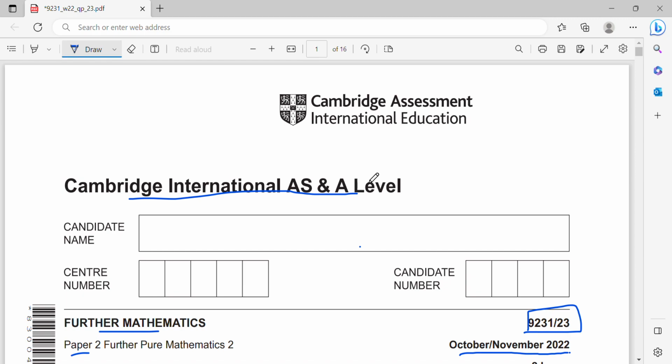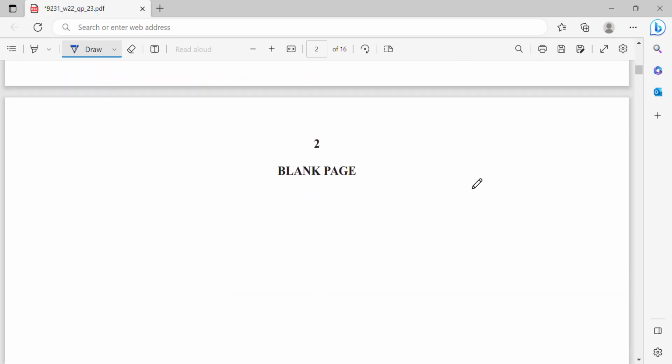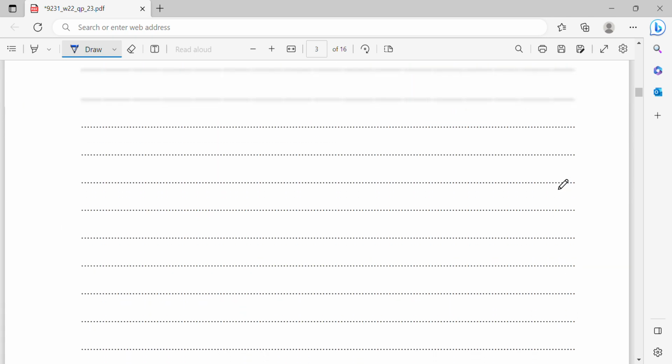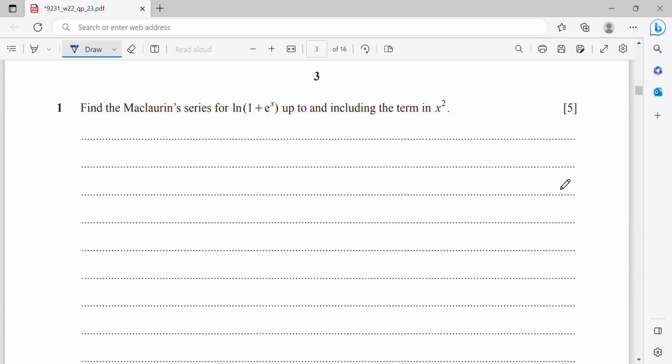Alright, so let's move on to question 1. Find the Maclaurin series for ln(1 + e^x) up to and including the term in x squared. Since it is up to x squared, you need to differentiate up to the second derivative. So, first of all, I will let the function be f(x).